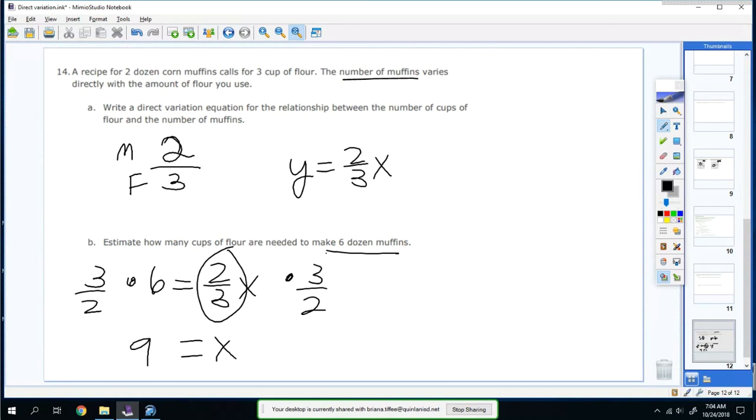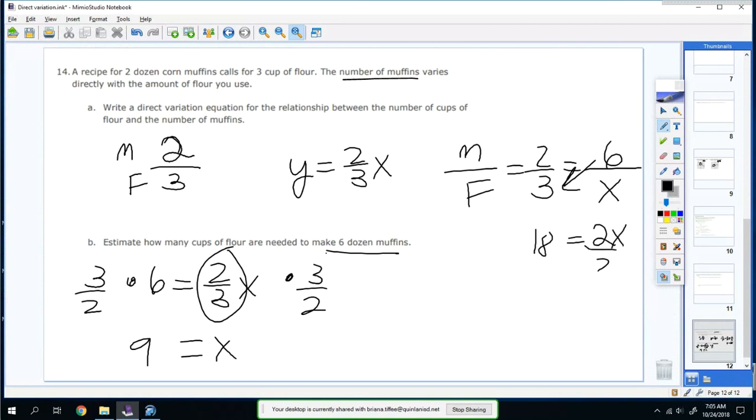If you didn't want to do it that way, you can still set up a proportion relationship. So you would still have M over your flour, which is 2/3. But you're increasing the muffins to 6, so it'd be 6 over x. So you cross multiply, you get 18 is equal to 2x. Divide by 2, and you get 9 still. So you need 9 cups of flour.